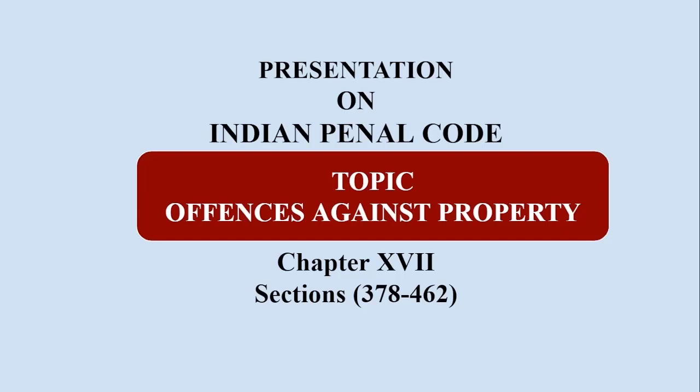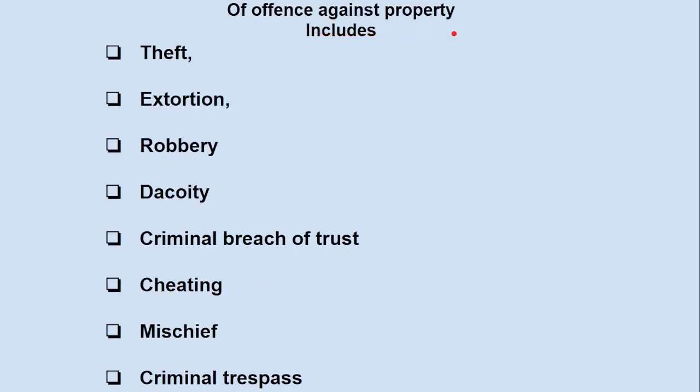There are two factors working here: wrongful gain and wrongful loss. Wrongful gain means that a person snatches away or steals anything, dishonestly intending to take it without consent. That is wrongful loss to one person and wrongful gain to the other. Now we shall start offences against property. How many kinds are there? There is theft, which means dishonestly taking anything. Extortion, in Bengali it is better understood as chintai. Robbery includes both theft and extortion. Then dacoity, where five or more persons are involved.